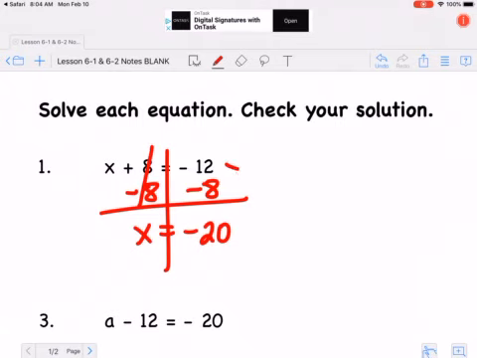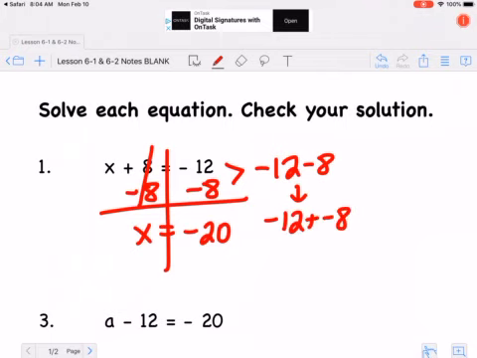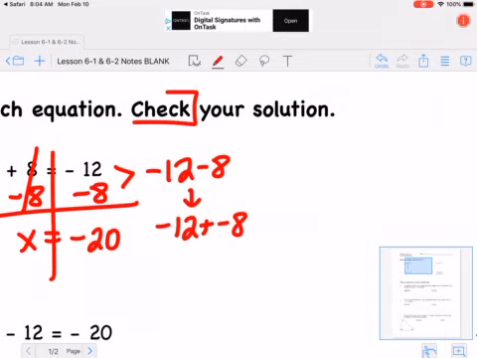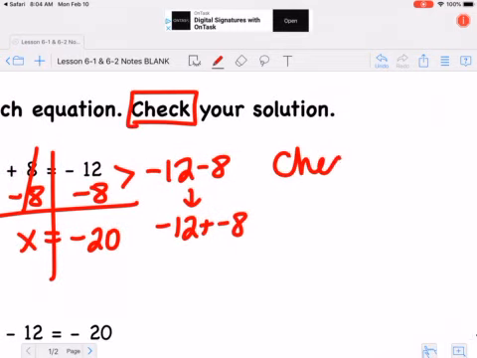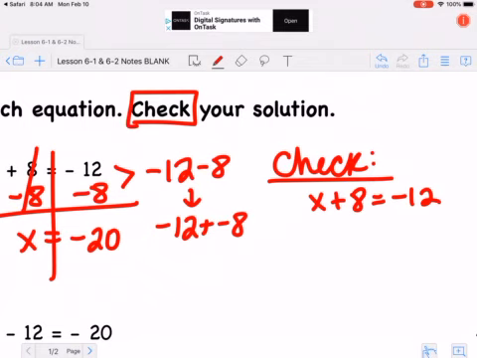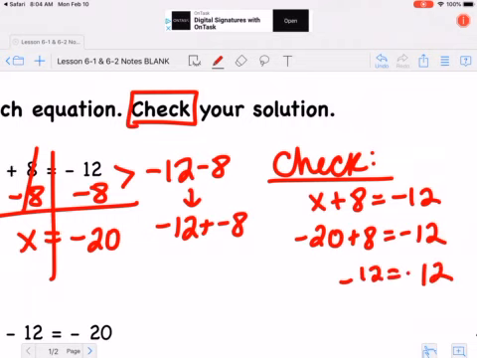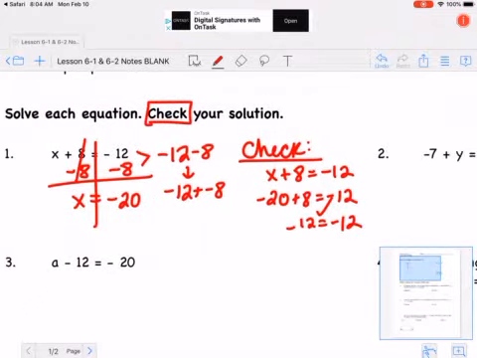Because remember, this means negative 12 minus 8, which can turn into negative 12 plus negative 8, and that's how we got negative 20. Now, you can check your solution. So you would write check off to the side. You would rewrite your equation. And then we're going to plug in what we got in for x. We got negative 20. And negative 20 plus 8, does that equal negative 12? Yes, so we know we got that correct.